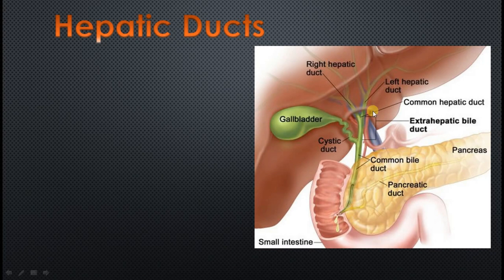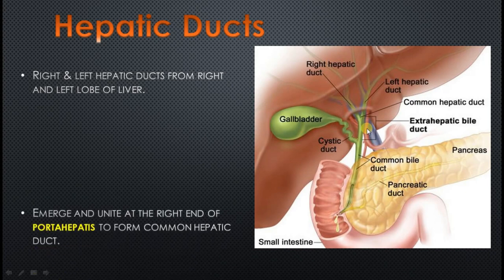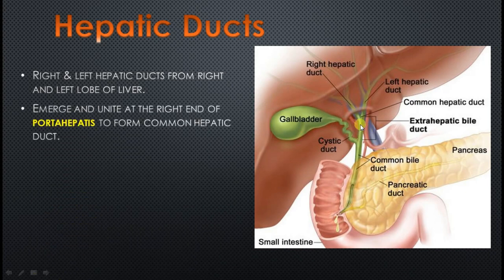So the union of these two ducts takes place at the right end of the porta hepatis. It is a short duct, 3 centimeters long, and the internal diameter might be around 4 millimeters. To the left of it, you see the proper hepatic artery. And behind these two and between them is the portal vein. This is the arrangement of structures.